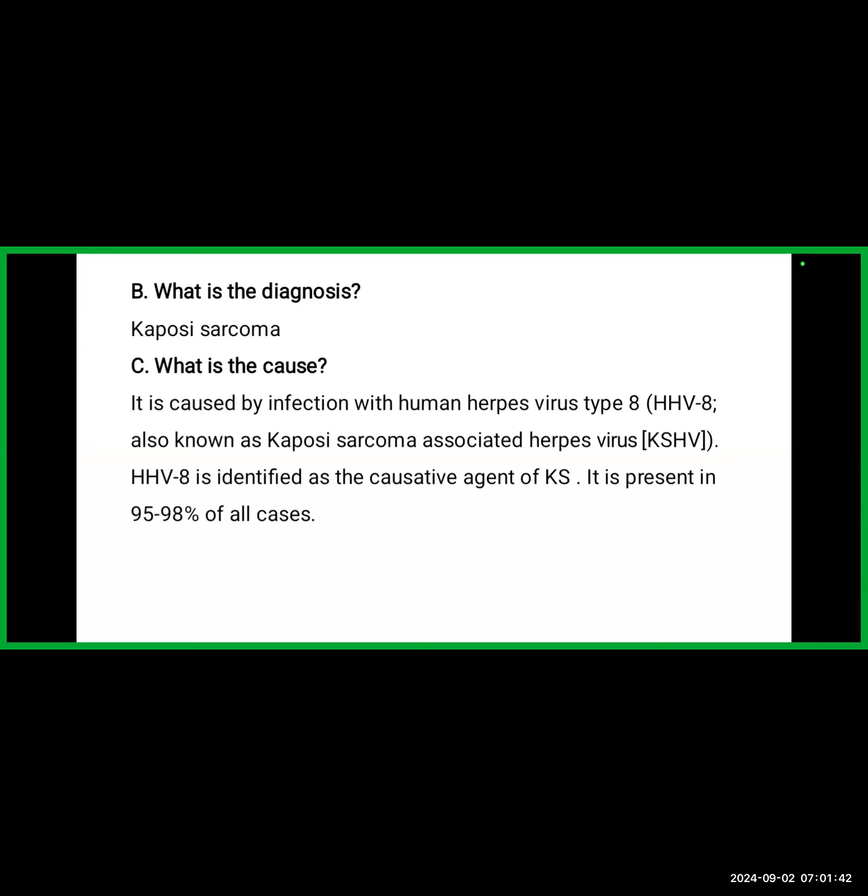What is the diagnosis? The diagnosis is Kaposi sarcoma. C, what is the cause? It is caused by an infection with human herpes virus type 8, also known as Kaposi sarcoma-associated herpes virus. HHV8 is identified as the causative agent of Kaposi sarcoma. It is present in 95 to 98% of all cases.